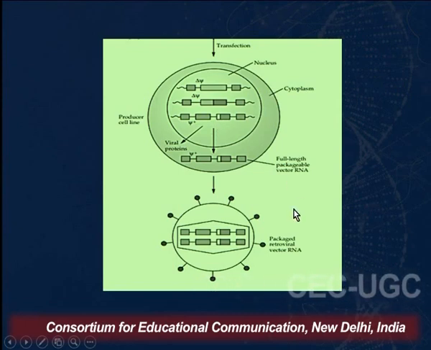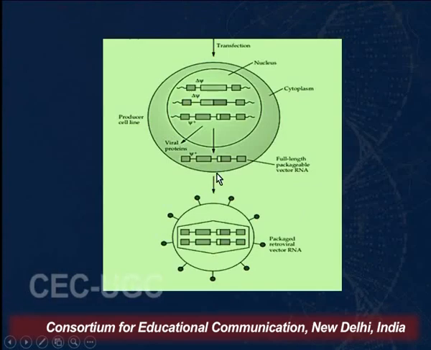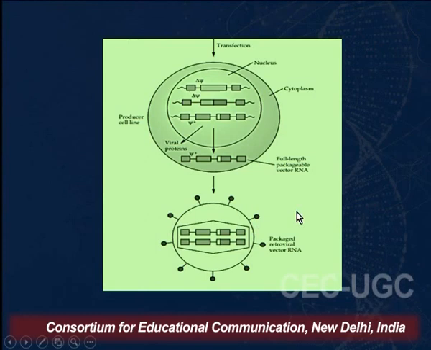So I hope you understand how these retroviruses work. You take the packaging cell lines, you take the retroviral vector construct containing our gene of interest, which can be a transgene, and then you introduce it and you create these particles. You can then concentrate these particles and use them.